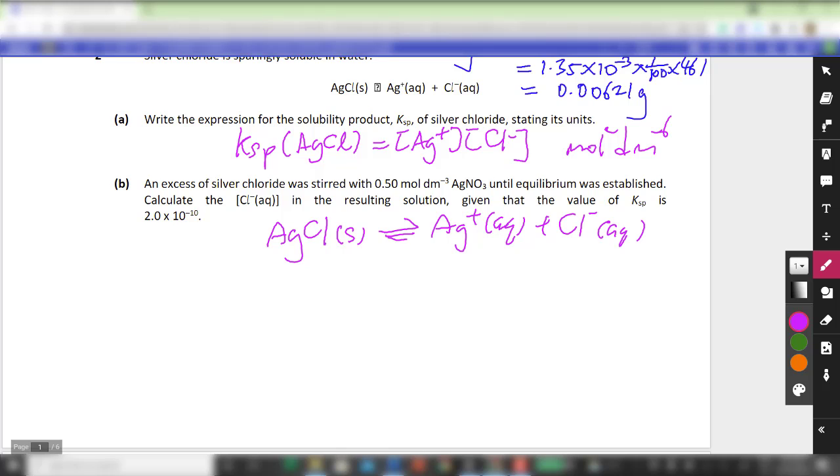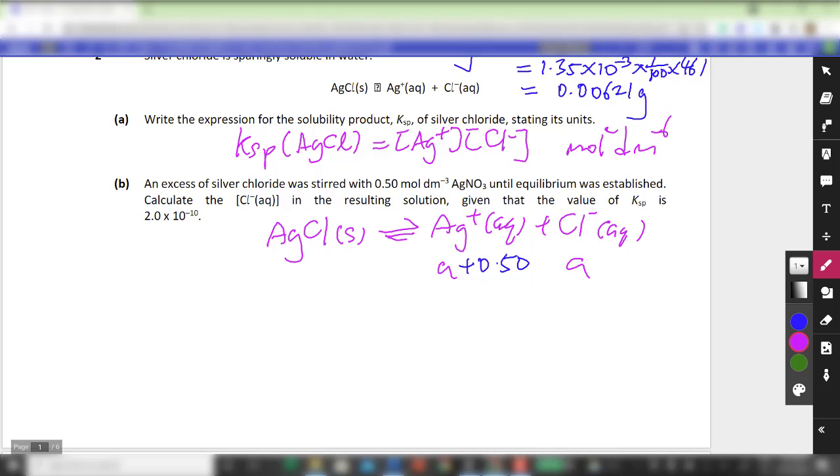So we assume that a moles dissolve, so we're going to have a here and a here. But in the presence of 0.5 mol per dm cube of silver nitrate, we need to bump up the amount of silver plus. We need to add 0.50 here because originally the solution already contained 0.5 mol per dm cube of silver nitrate. So in that case, you would expect less silver chloride to dissolve because the presence of silver plus will suppress the dissolution of silver chloride.